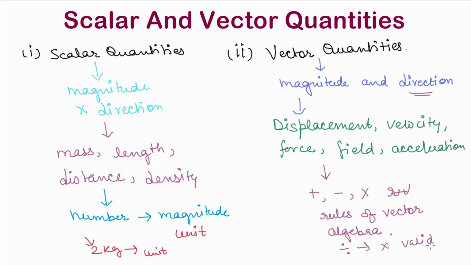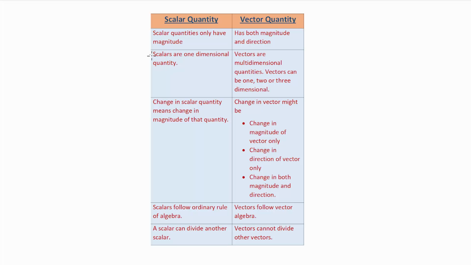So in the end of the video, let us now make a comparison between both scalar and vector quantities. So scalar quantities only have magnitude and vector quantities has both magnitude and direction. Now scalar quantities are one-dimensional quantities and vector quantities can be multi-dimensional quantities. Vectors can be 1, 2 or 3-dimensional.